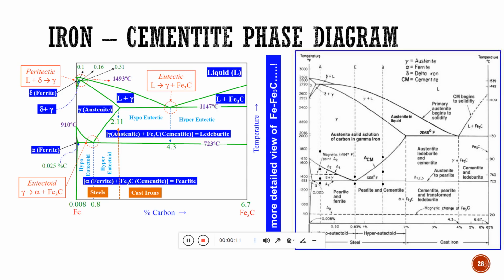So in this lecture we are going to discuss the most important concept, that is the iron cementite phase diagram or iron carbon diagram. First of all, we will construct the phase diagram, then we will discuss the major three invariant reactions that take place in the iron carbon phase diagram, and we will discuss the most important phase transformation reaction, the eutectoid reaction, later. So let us begin with the construction of the phase diagram.